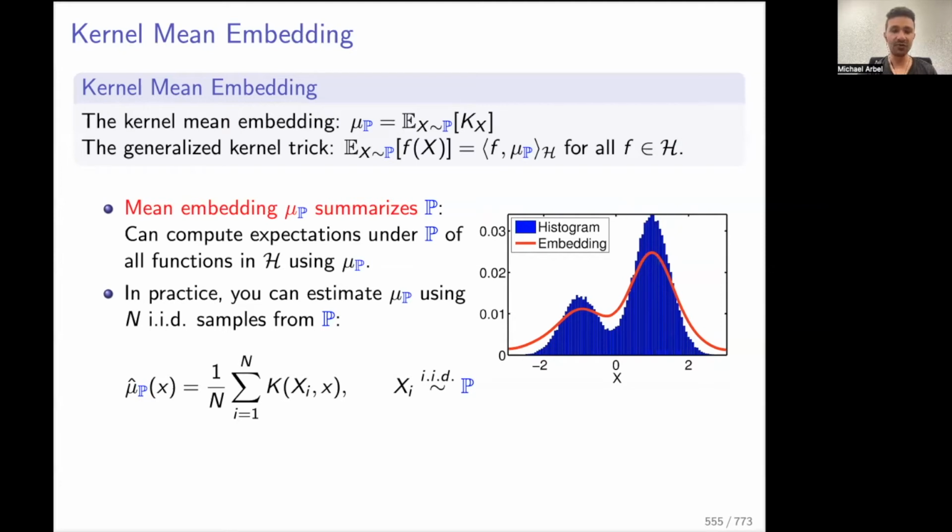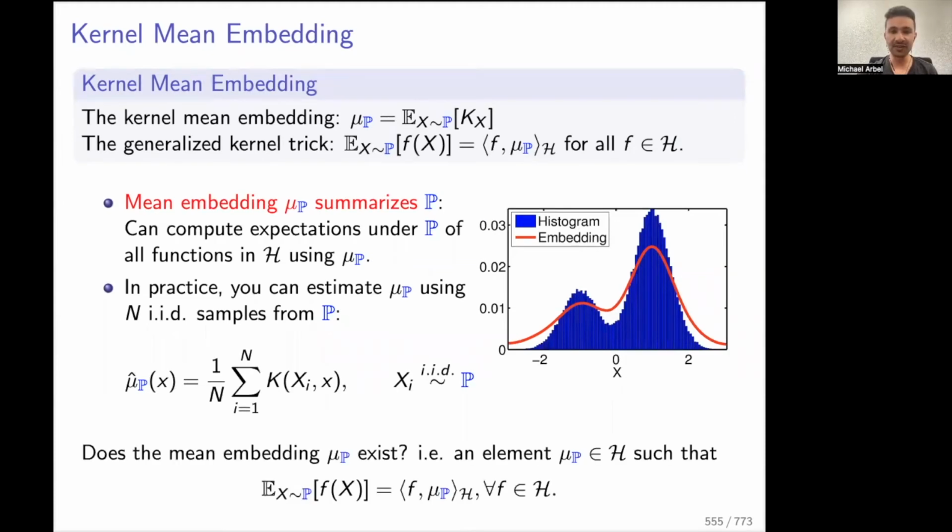Of course, if you really want to approximate the histogram, you will need to adjust the bandwidth as you increase the sample size. But that's not the case here, because the bandwidth is fixed: you fix the kernel first, and then for any sample size, you compute the mean embedding. So at some point, even if you increase the sample size, the mean embedding will not converge to the density.